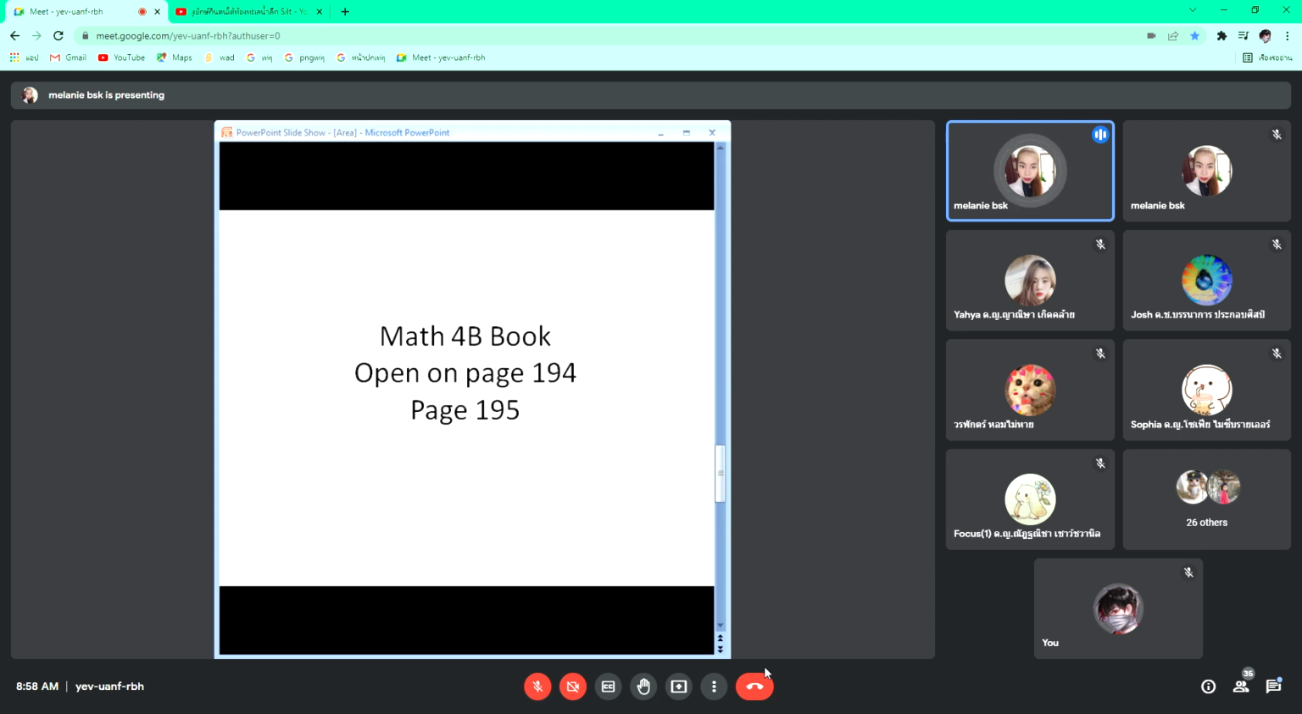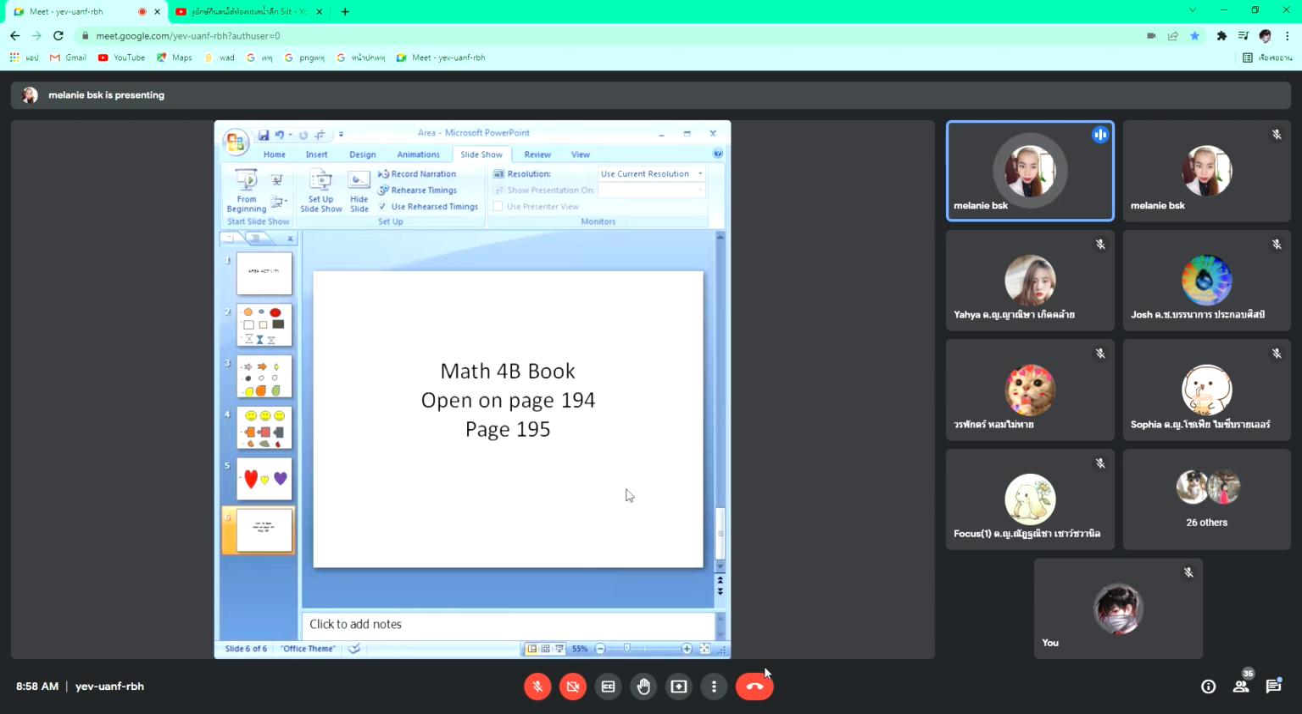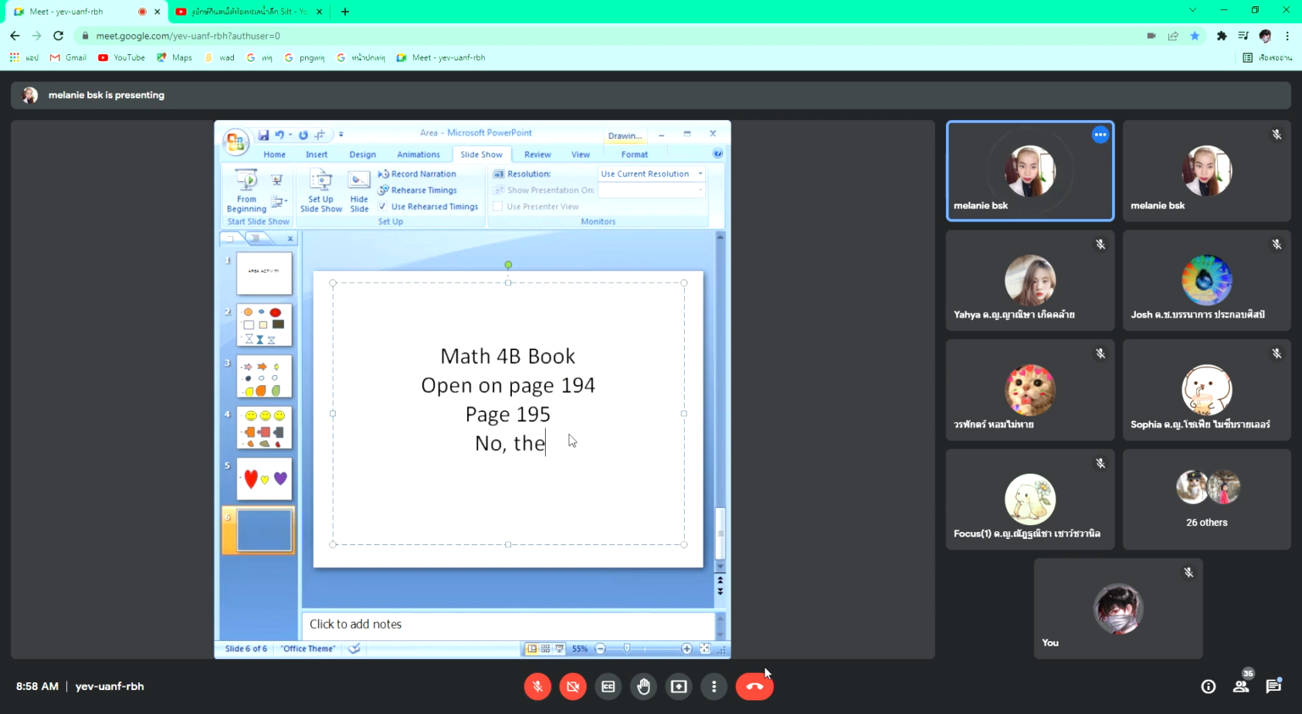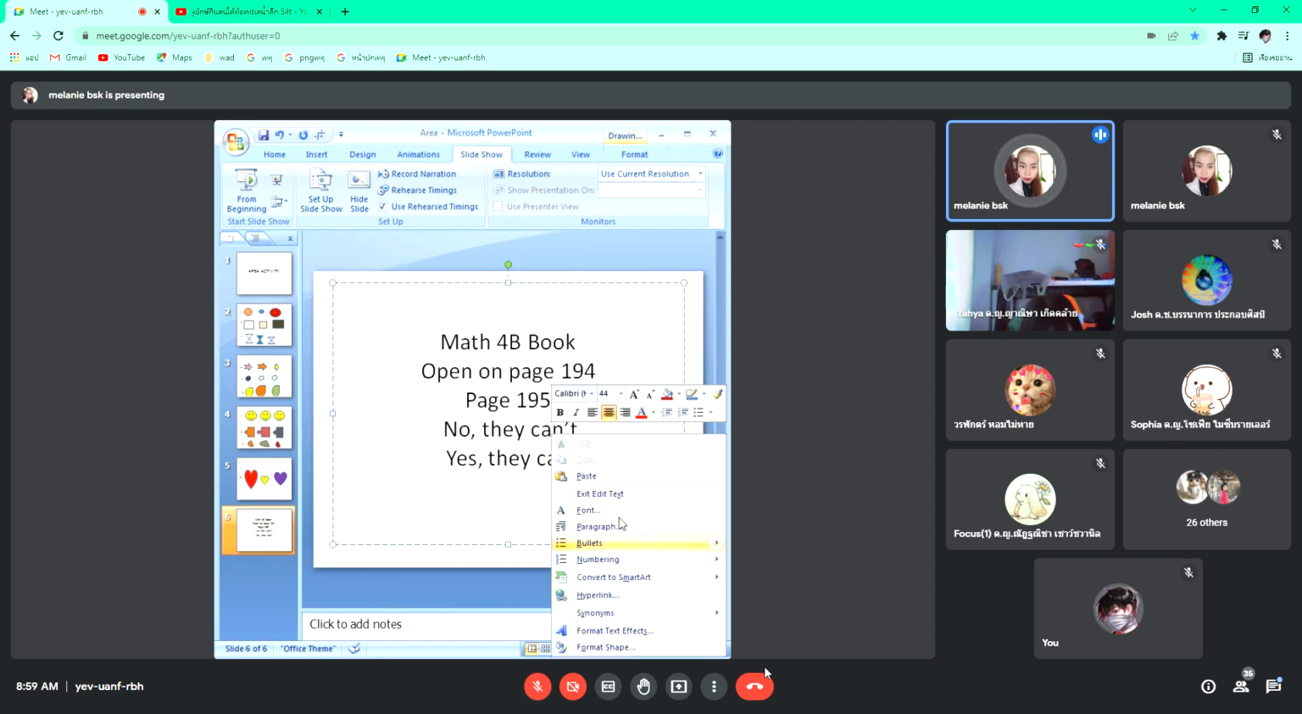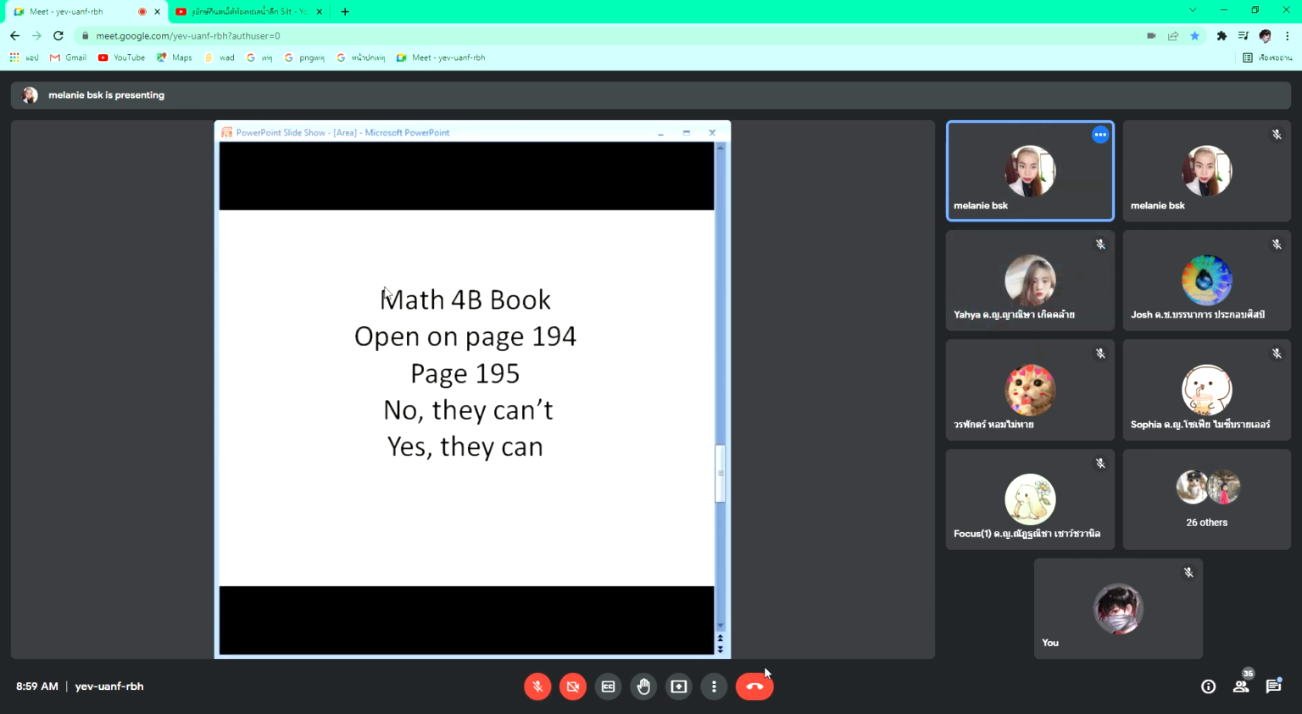Okay, so just a moment, for 7 and 8, if you're going to answer no, they can't, children. And if you're going to answer yes, they can. To understand? For 7 and 8. So you must color the shapes inside the rectangles, children. Color nicely.